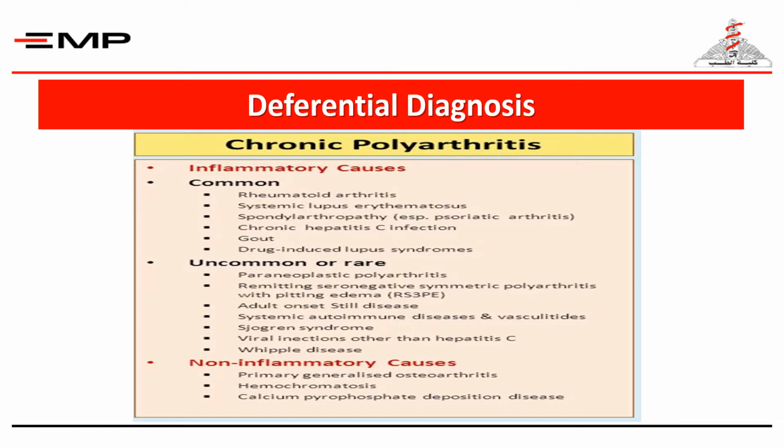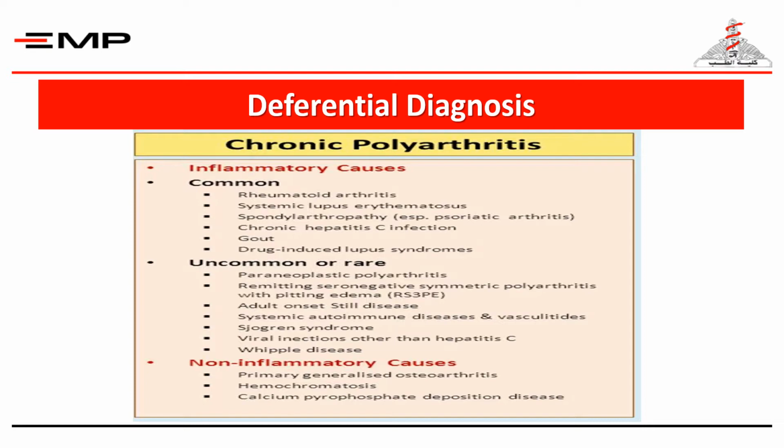Uncommon or rare cases of paraneoplastic polyarthritis, remitting seronegative symmetric polyarthritis with pitting edema, RS3PE, adult onset Still's disease, systemic autoimmune disease and vasculitis, Sjogren syndrome, viral infection other than hepatitis C, Webb's disease.